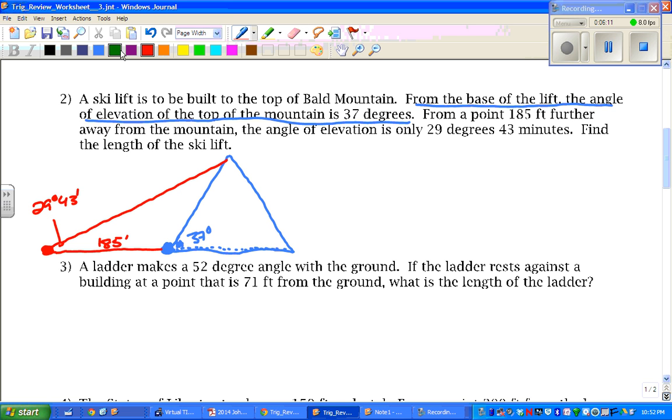They want us to find the length of the ski lift. Well, what is a ski lift? The ski lift starts at the base of the mountain and it goes up the mountain. So what they're really asking for is this distance right here, the green highlight. They want that distance. Okay?